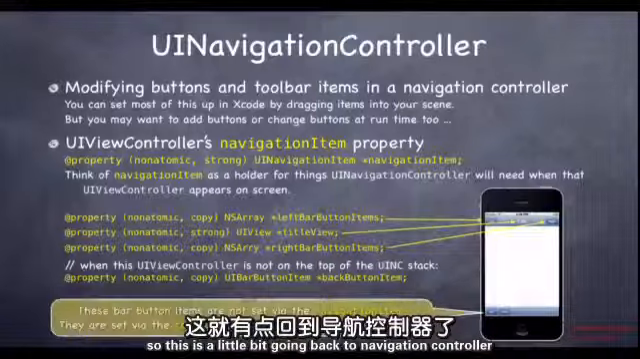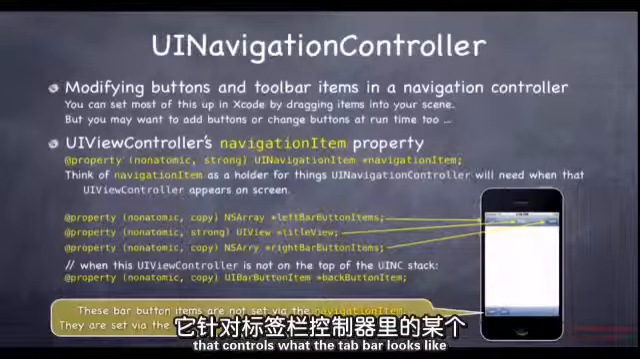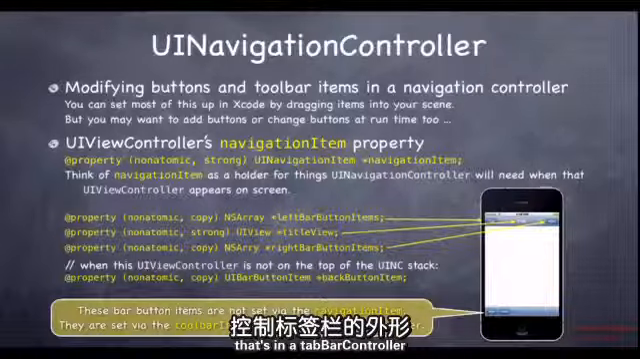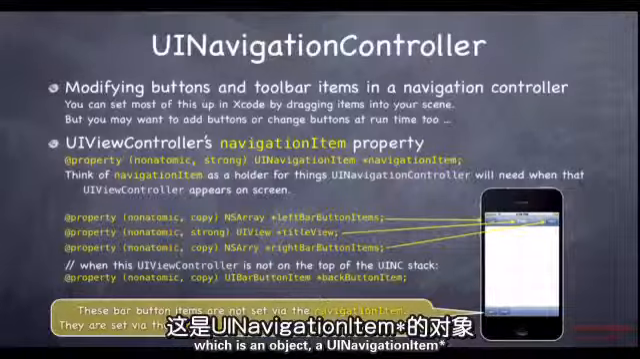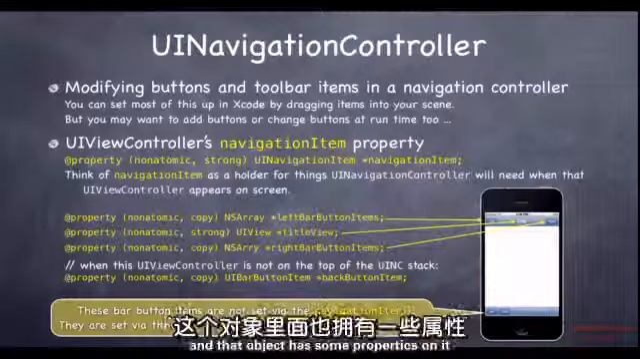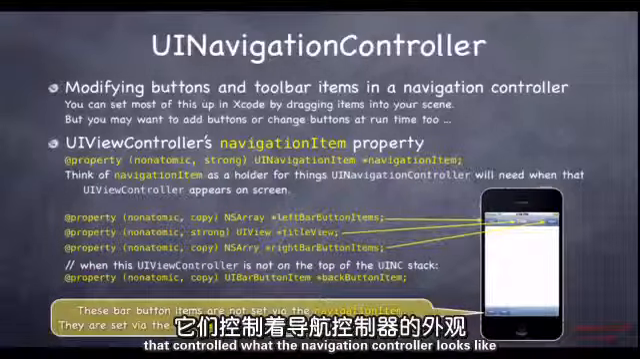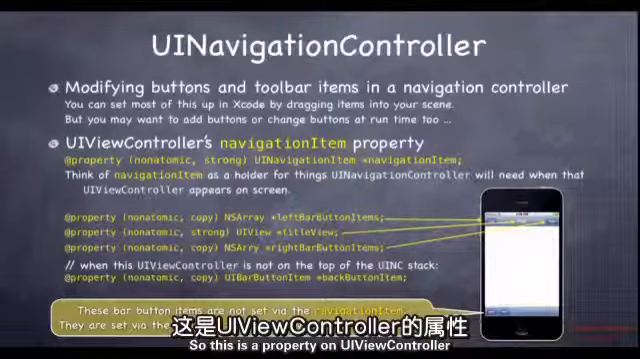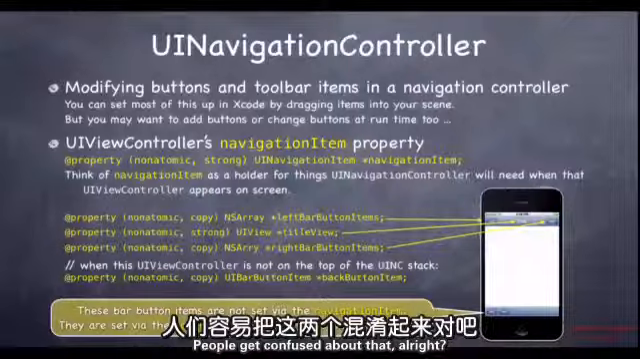Okay, this is going back a little bit to navigation controller. Just like there's a tabBarItem object in view controller that controls what the tab bar looks like for a particular UIViewController that's in a tab bar controller, there's also a property called navigationItem, which is a UINavigationItem star. And that object has some properties on it that control what the navigation controller looks like when it's showing your UIViewController. So this is a property on UIViewController, not a property on UINavigationController. People get confused about that.